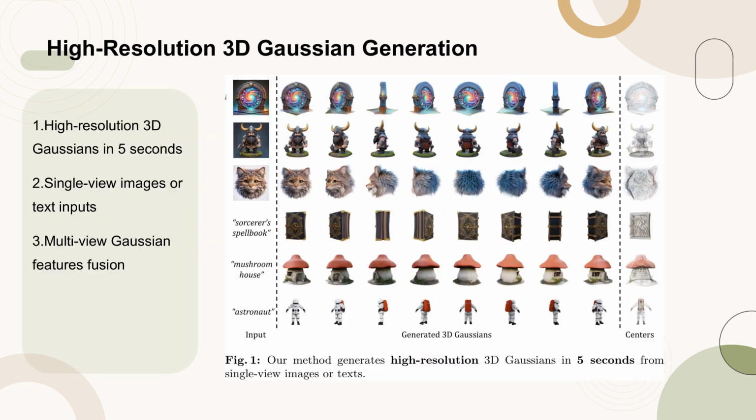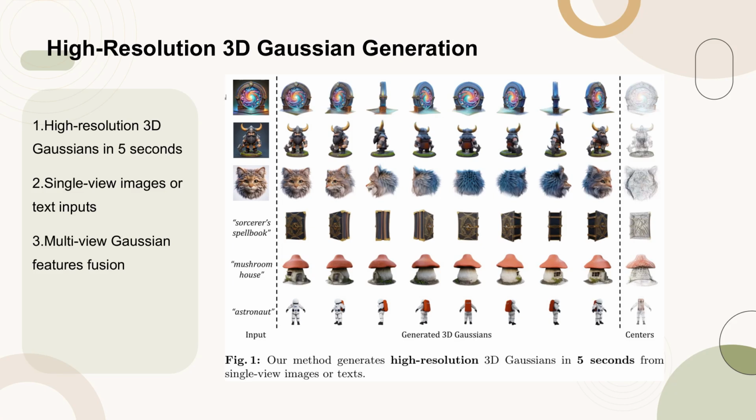Figure 1 illustrates our method's capability to generate high-resolution 3D Gaussians within just 5 seconds from either single-view images or text prompts. This rapid generation is achieved through the fusion of multi-view Gaussian features, which are efficiently predicted and rendered. The figure showcases the process of transforming input data into detailed 3D Gaussian models, highlighting the speed and resolution capabilities of our approach.